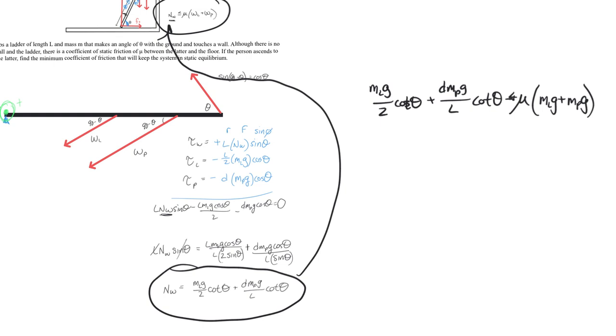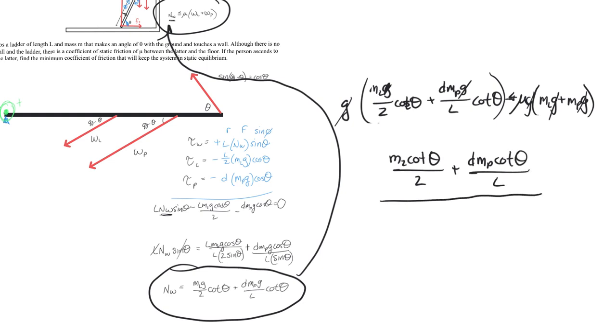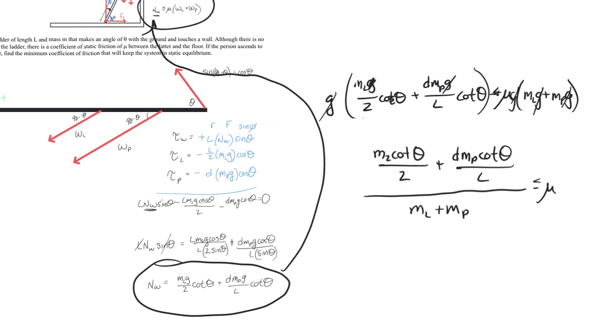We do have a g in every term, though, so the g will go away. Right, I can factor out a g on this side, I can factor out a g on this side, and then I can divide out the g on both sides. That's a little bit better. So M L cotangent theta over 2 plus d m p cotangent theta over L, divided by M L plus M p, must be less than or equal to mu. Now, messy for sure.